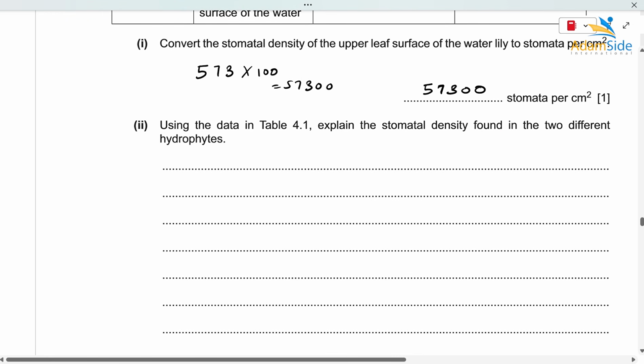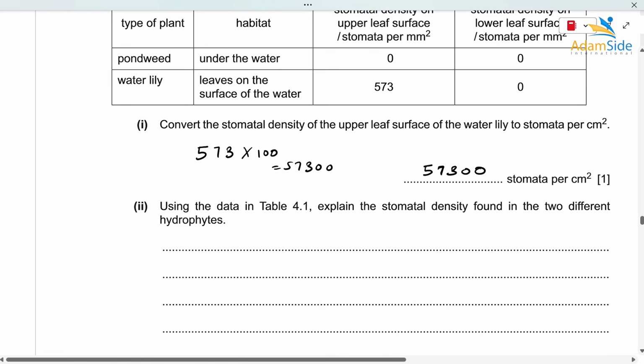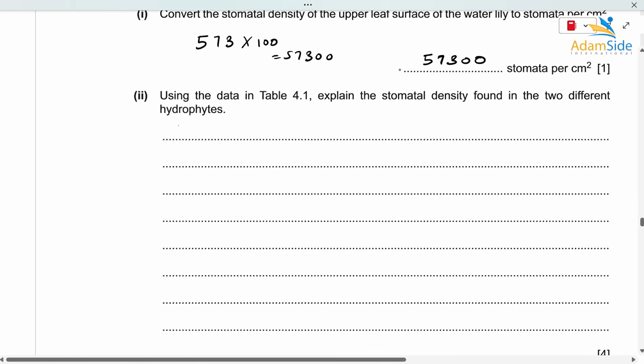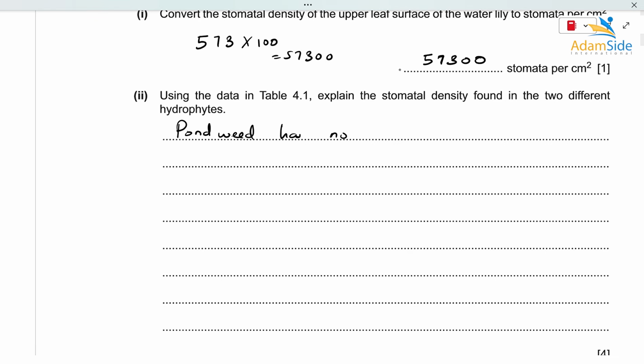All right, using the data, explain the stomatal density found in the two different hydrophytes. All right, so to explain the stomatal density, first we look at pondweed. Pondweed has no stomata at all. All right, so we'll say that pondweed has no stomata as it is underwater. All right, so if it's underwater, the gases diffuse from water, so they diffuse from water into the leaves.